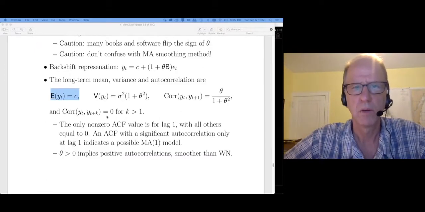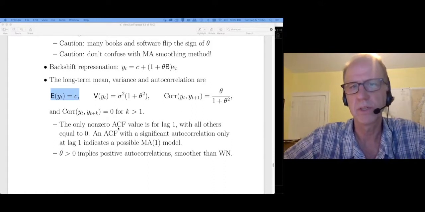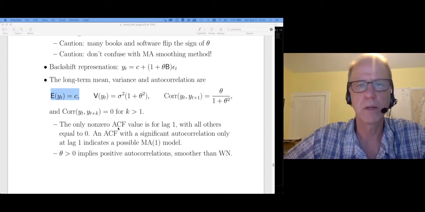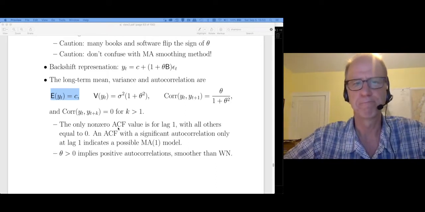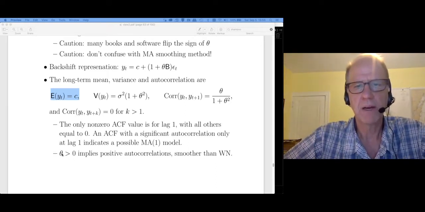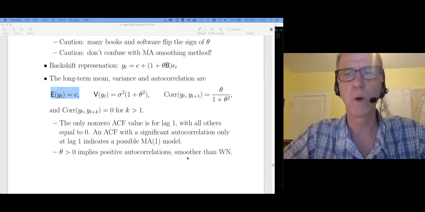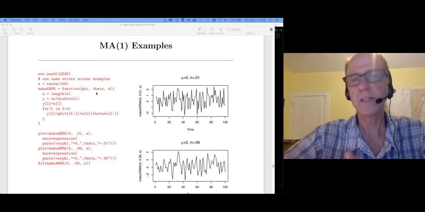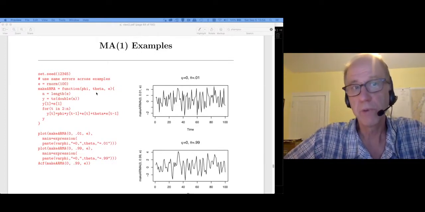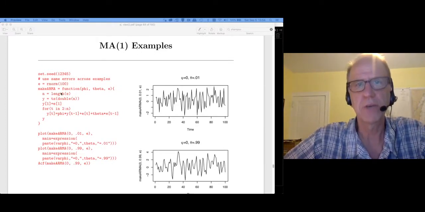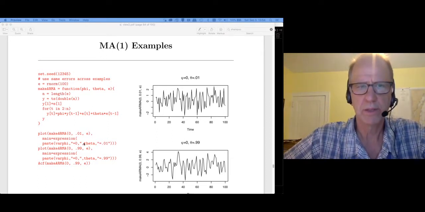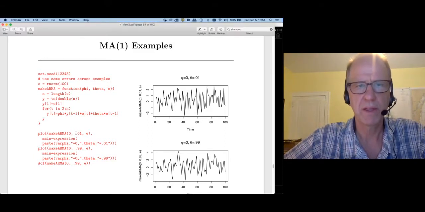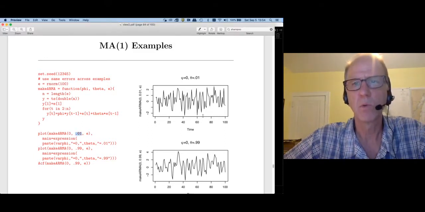Well, here we're going to use the ACF. If we only see a single significant value, that's going to be a signal that MA1 is a reasonable model. Whenever we have positive values of theta, we get positive autocorrelations, and these are going to be somewhat smoother than white noise. So as I did with AR1, I've written a little function here to generate data from an MA process. Let's go look at an MA process where my theta is 0.01.